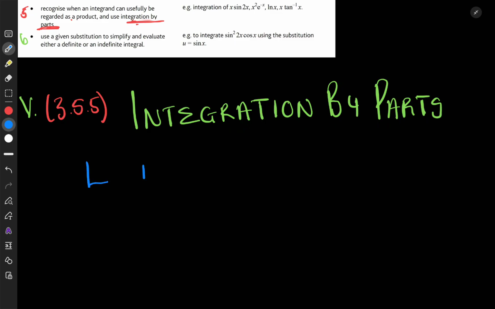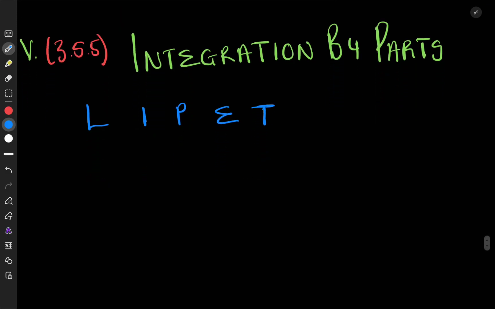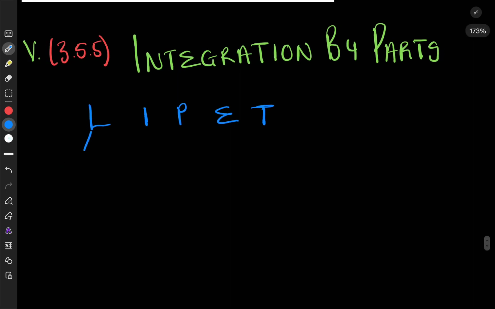So we are going to use LEPET, okay? This is exactly what we are going to be using, this acronym, LEPET. L stands for, these are the types of functions, and this also tells you the order in which you're going to choose your u. I'm going to talk about it just now. So let's first talk about the types of functions that we're going to work with. What is L representing? This is logarithmic, okay? This L represents logarithmic functions, and examples, ln x, okay? That's the one which you deal with at this level. So ln x is going to be a logarithmic function.